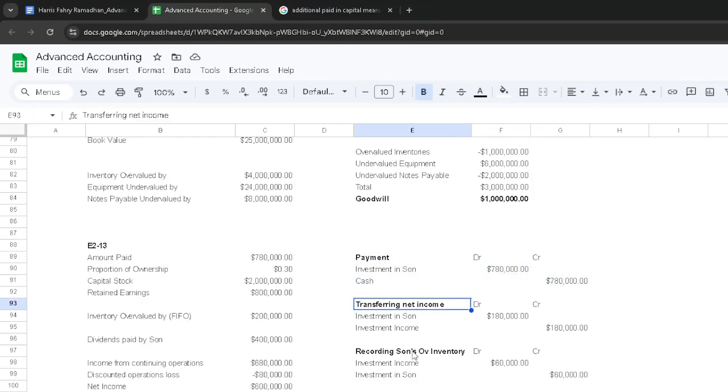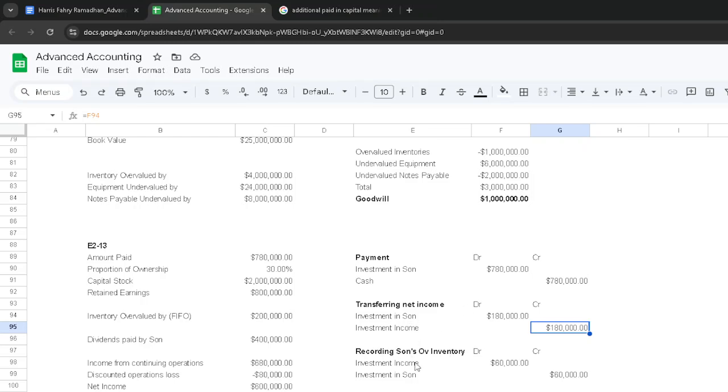Now transferring the net income. What this means is that you want to transfer the net income from Sun company to the Pop company. But since Pop company only owns 30% of the Sun company, you cannot transfer all of this. You have to transfer like 30% of this. That's why I simply multiplied 600 by 30%, and you will get this amount. To record this, you want to add to your investment in Sun account and add to the investment income account, which is like a credit account. So that's for the transferring of net income.